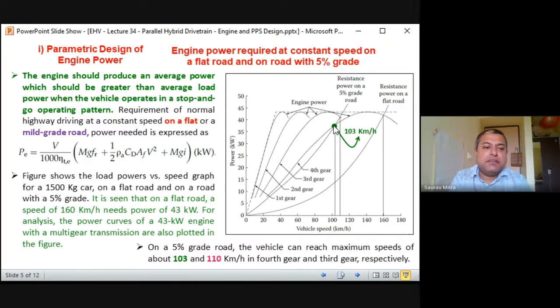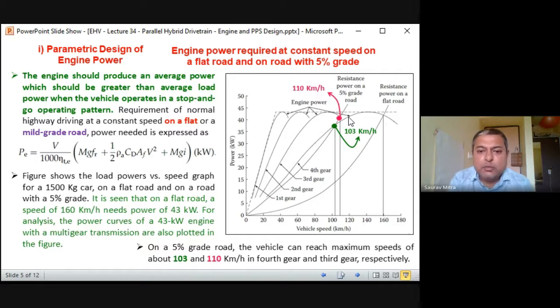But this graph is for the 5% grade road, and for this road, 103 kilometers per hour will be the maximum speed in 4th gear. The same is 110 kilometers per hour for the 3rd gear. That point is coming here, the point shown in pink, which I will now show.